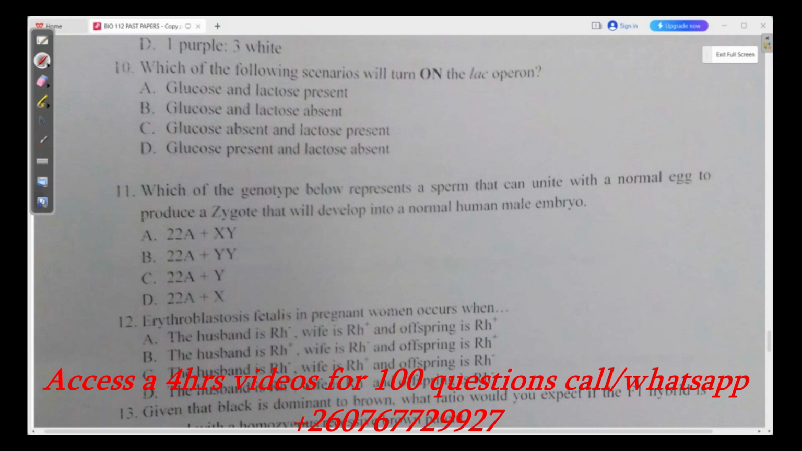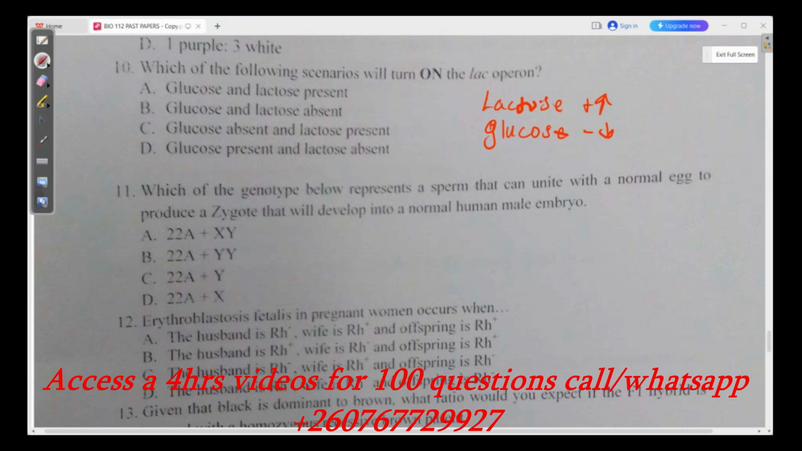Question 10. Which of the following scenarios will turn on the lac operon? So we know that the operon will only be turned on in the presence of lactose. Lactose has to be present, then glucose has to be absent, or these have to be in higher levels than this one.